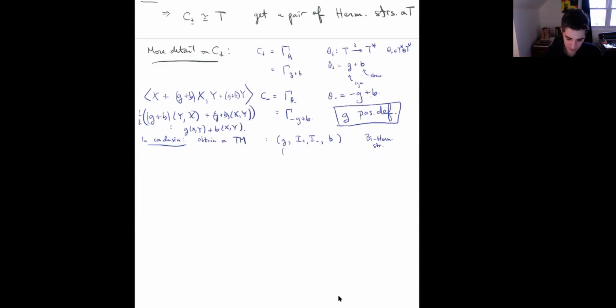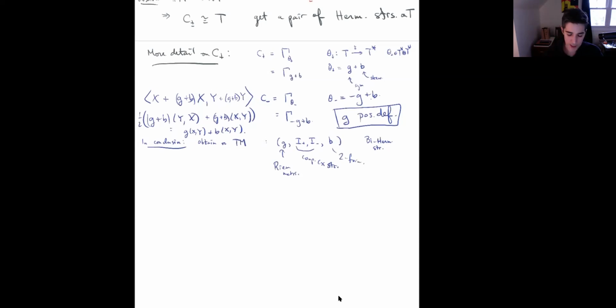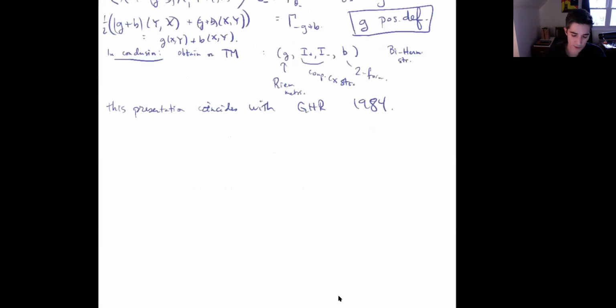So we get a Riemannian metric. We get compatible complex structures. So there's 2 complex structures compatible with the same metric, and we get a 2 form with no constraint. Okay, and this is the bi-Hermitian geometry. This is the presentation of the data. This presentation coincides with the Gates-Hull-Rocek work from 1984. That's how they described the structure, and they gave the integrability conditions on this.